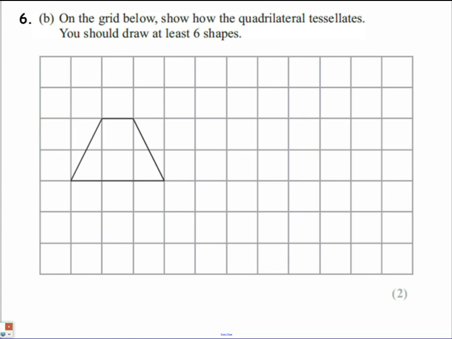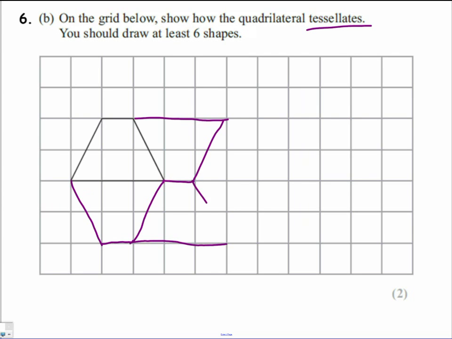On the grid below, show how the quadrilateral tessellates. You should draw at least 6 shapes. Now, tessellation is a fancy word for tiling, but it's tiling without any gaps at all. So you can't just randomly draw 6 of these shapes. They actually have to touch without any gaps. So if we draw one that's upside down, that's one of them. Now if we draw another one that is 3 along at the bottom and 1 at the top, that's a second one.